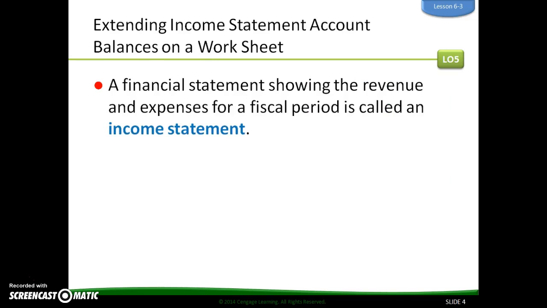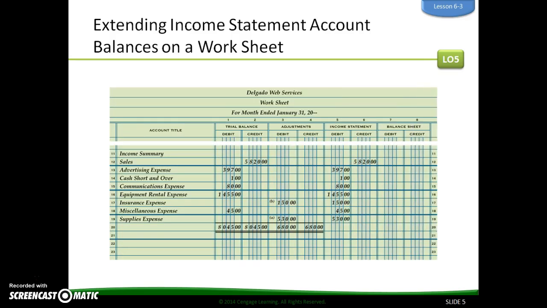Second, we have revenue and expenses for any fiscal period. This is the stuff that goes on the income statement. So revenue and expenses are our income statement; asset, liabilities, and owner's equity are our balance sheet. When we look at our revenue and expense accounts, we'll see those balances on our income statement instead of our balance sheet. So we're looking at things like sales, our advertising expense, our cash that we're over or short. Those would all be revenue and expense accounts.